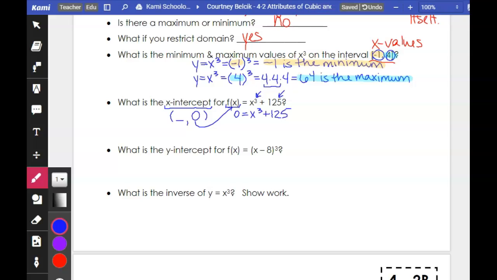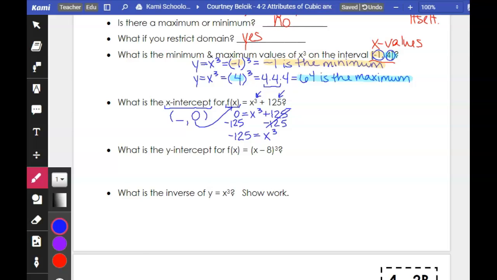So I've got an equation. It has one variable. I can solve this, but it looks a little weird. So if I'm going to isolate x, think about your algebra training: you're going to move the constant. So 125 minus 125 becomes 0. You have negative 125 equals x cubed. And you don't want x cubed, you just want x.